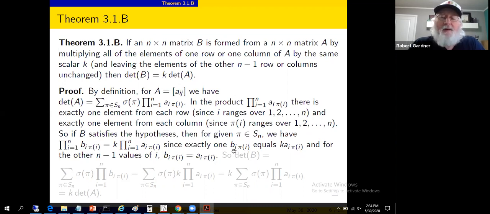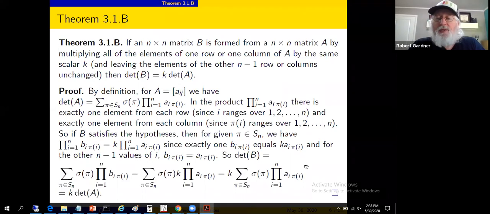Exactly one of these B sub i, pi of i's equals k times A sub i, pi of i in those products, as we remarked above, exactly one entry from each row and exactly one entry from each column in those types of products. The others are the same. So n minus 1 times we get equality, and 1 time we pick up a factor of k in one element in these types of products. Now granted, there's a row where you multiply through by k, but you only pick an entry of that row exactly once, correspondingly with the columns.